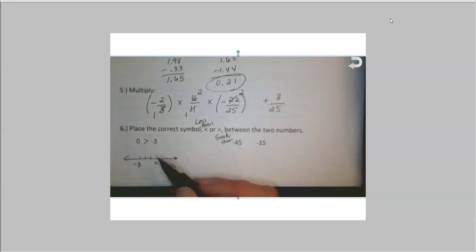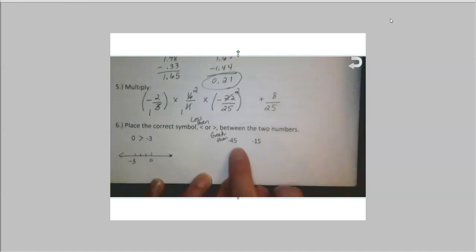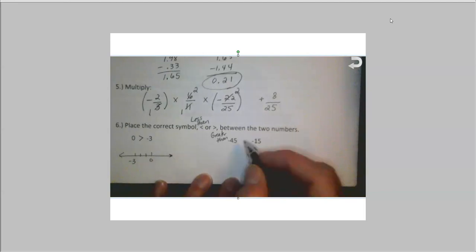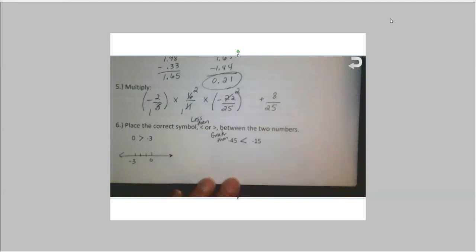I like to encourage my students to think about money. If you're in debt to someone, that's worse off than not having anything. So just compare it that way. That helps. So once again, I've got -45 and -15. The bigger the negative, the smaller it actually is. Okay. So -45 is less than -15.